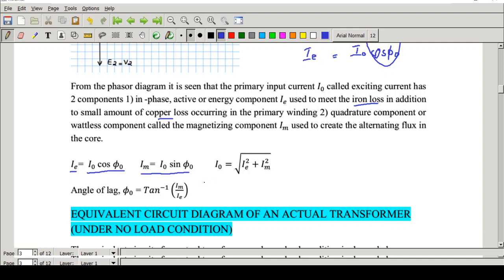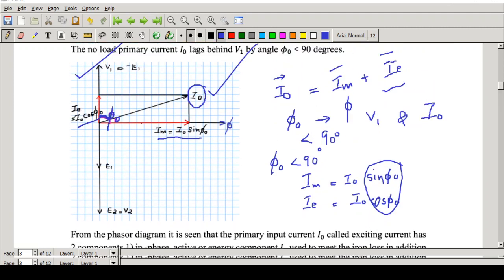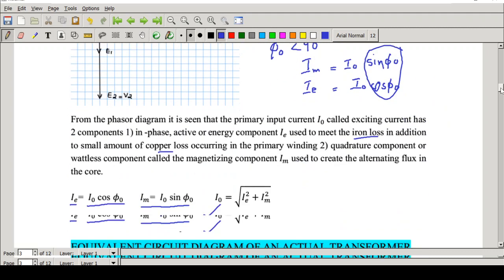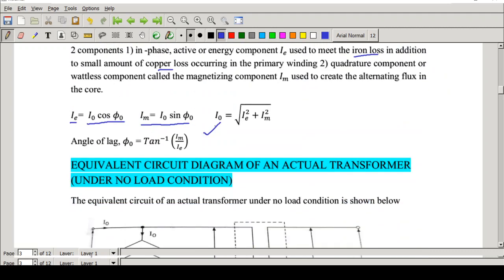From that you will get the expression for I0, and also the angle you can find. You have to take tan phi 0. Tan phi 0 means opposite side by adjacent side, so tan phi 0 is equal to Im by IE. From that you can find phi 0, that is tan inverse of Im by IE. So this is how you find the values of the different components of the current.